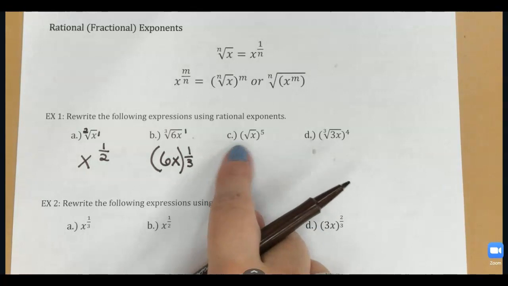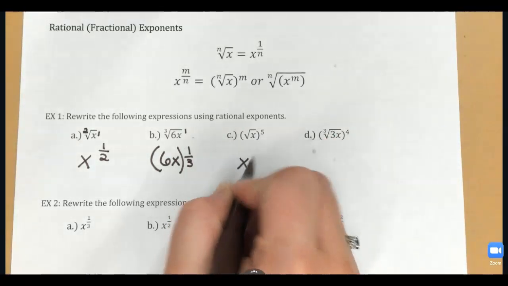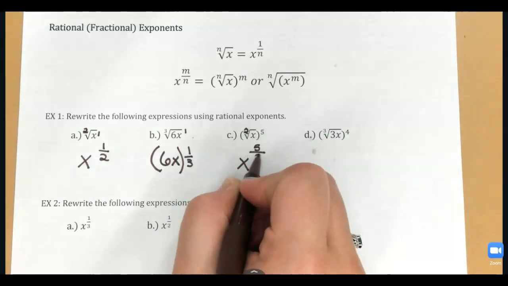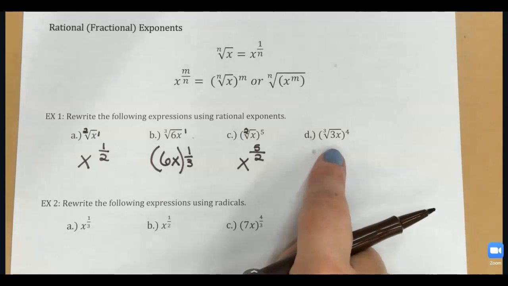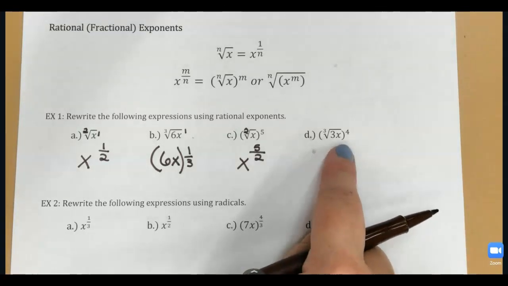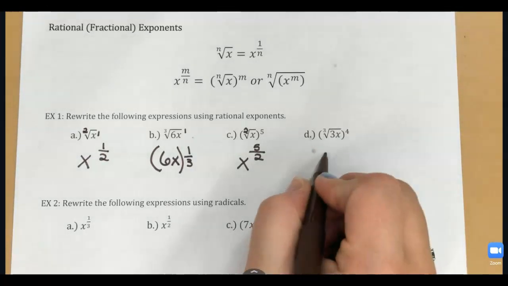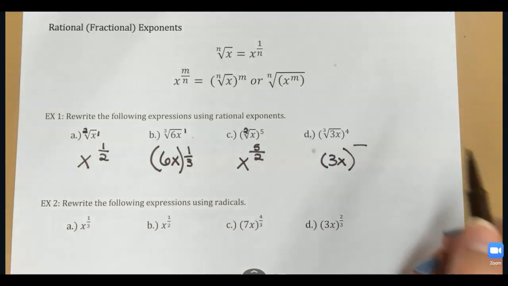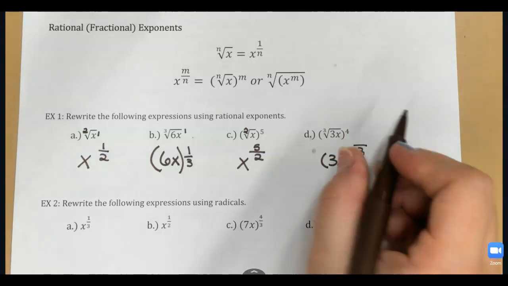Okay? Moving on to C, I have the square root of x to the 5th power. So that 5 is going to be in my numerator, and the index here too, that is what goes in my denominator. So x to the 5/2, or 5/2 power. Okay, last one for this set, I have the cube root of 3x to the 4th power. Again, both the 3 and the x are inside this radical, so I want to make sure I'm putting them in parentheses. And then for my exponent, my index 3, that's my denominator, and the 4th is going to be my numerator.